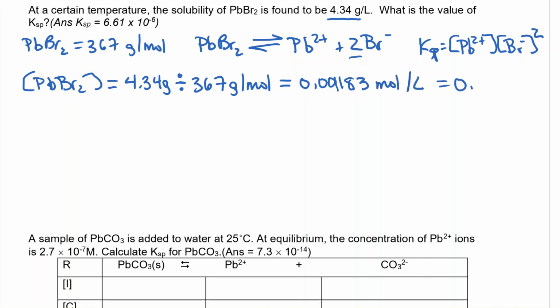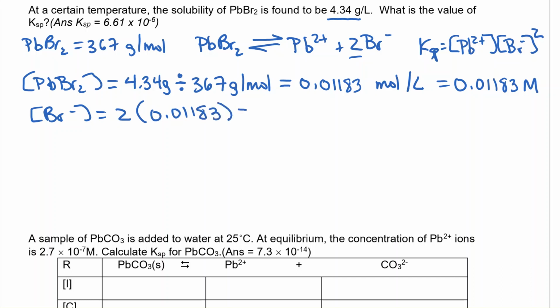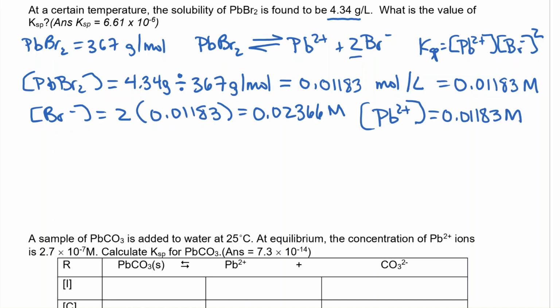I've got a boo-boo here, let me fix this. This should be 0.01183 molar. The bromide ion concentration is going to be equal to twice that. So we're going to have 0.02366 molar. The lead concentration, since it is a 1-to-1 ratio, is 0.01183 molar.